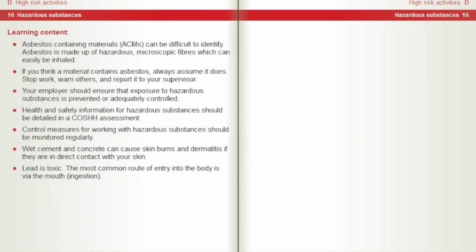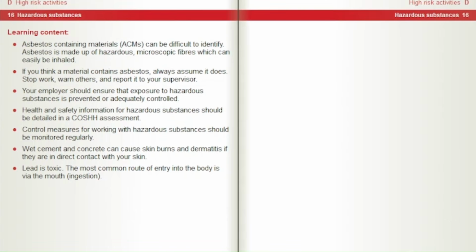Asbestos-containing materials, ACMs, can be difficult to identify. Asbestos is made up of hazardous microscopic fibres which can easily be inhaled. If you think a material contains asbestos, always assume it does. Stop work, warn others, and report it to your supervisor.